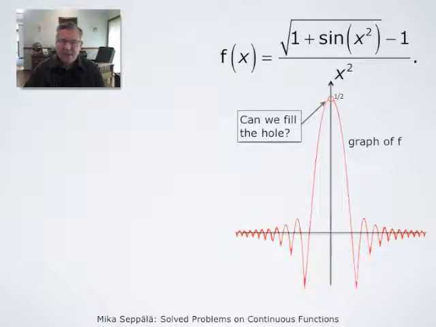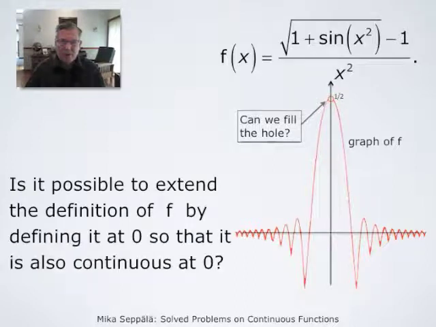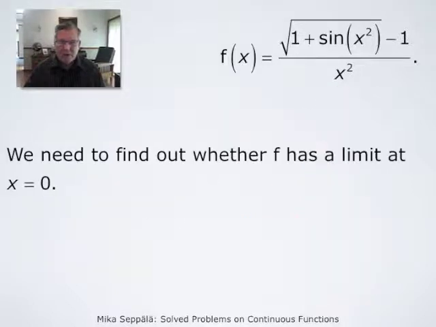Here is the graph of the function f. It's a red curve. It seems that the function has a limit as x approaches 0, and if it has a limit, then we can extend the domain of definition of this function to 0 also in such a way that the function becomes continuous. So we have to find out whether f has a limit. The picture that you just saw seems to indicate that this is the case.